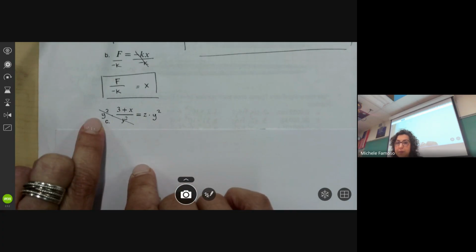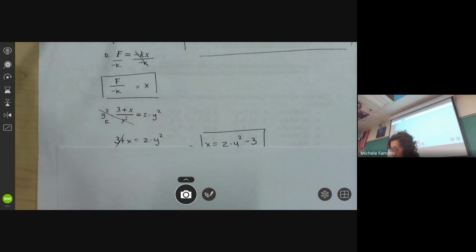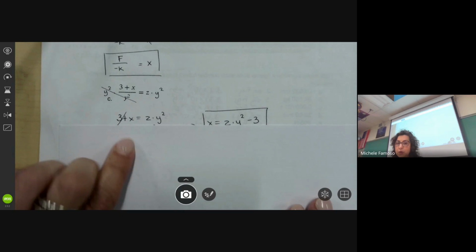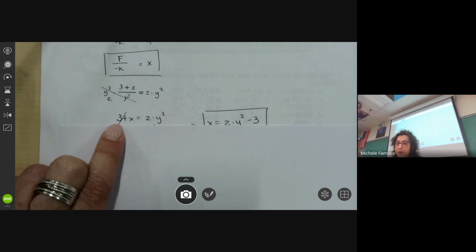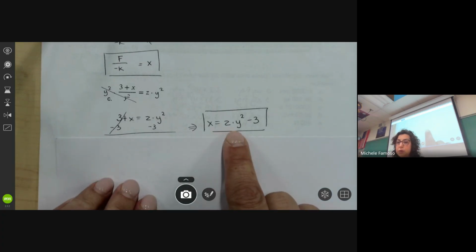In letter C, to solve for x, the first thing I have to do is get the y squared out of the denominator. So I'm going to multiply both sides by y squared. So that gives me 3 plus x is equal to z times the y squared. Now I have to get the 3 out of there. So I'm going to subtract it from both sides, giving me x is equal to z times y squared minus 3.